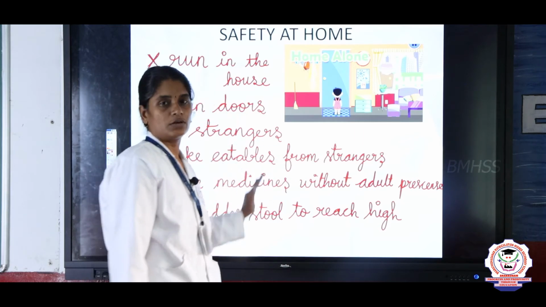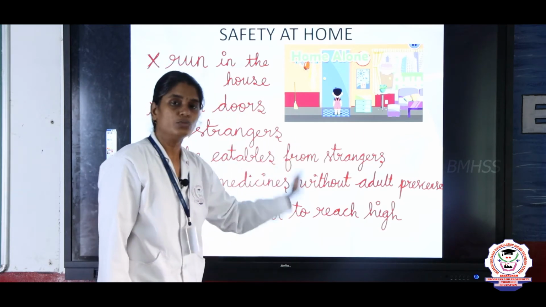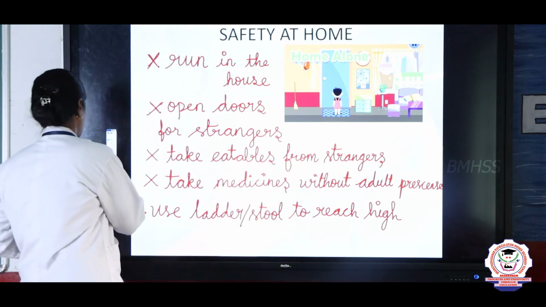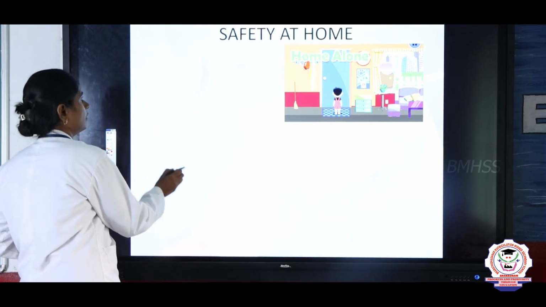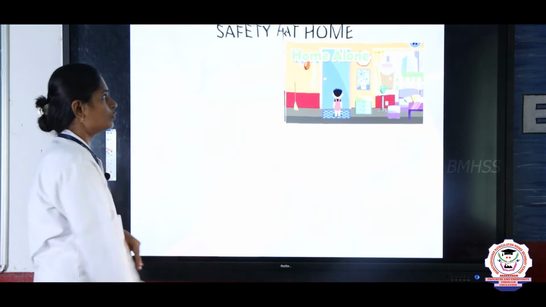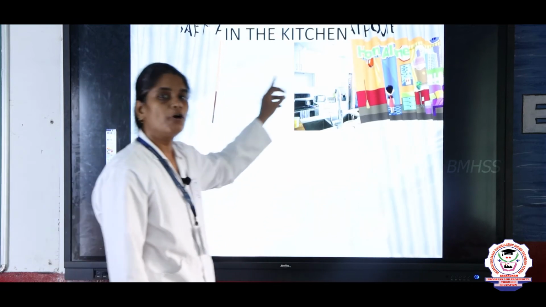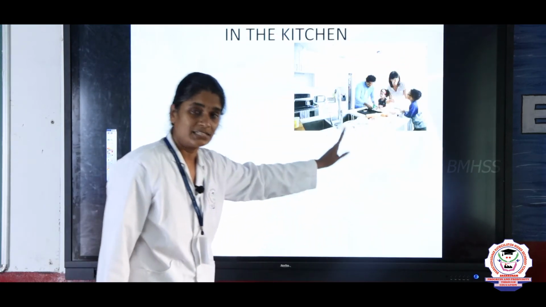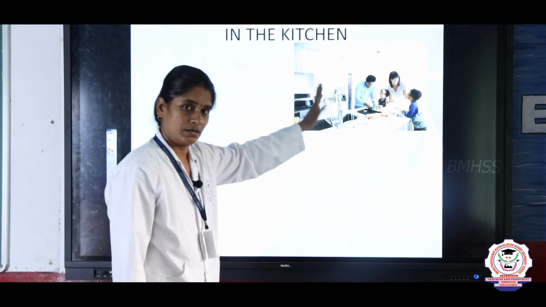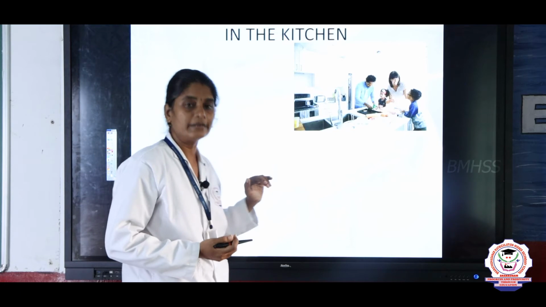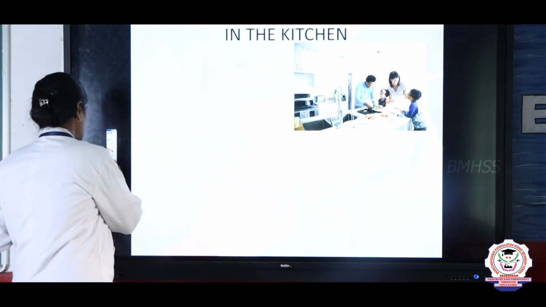So, now we are going to see what are the safety rules that we must follow in the kitchen. In the kitchen, there may be gas stoves, gas cylinders, and then there is fire also, right. So, what are the safety measures?